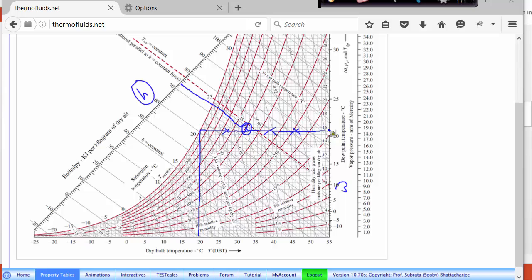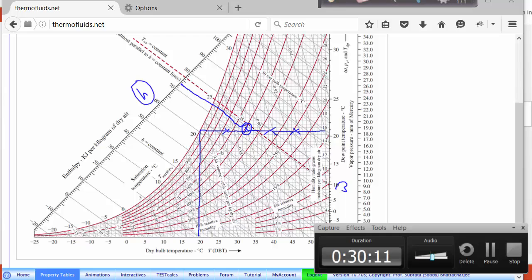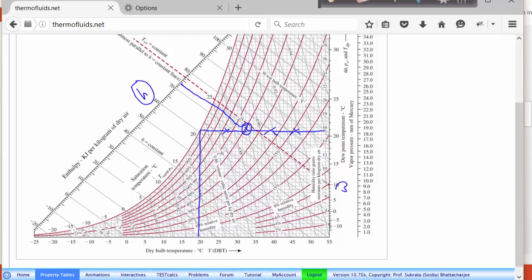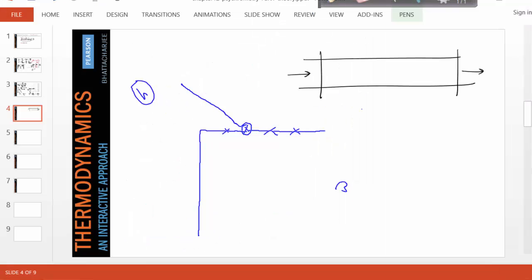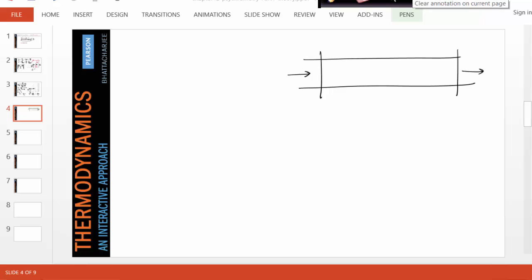Well, I'll stop here. How about we stop right here and try to solve a couple of problems with whatever we learned so far.